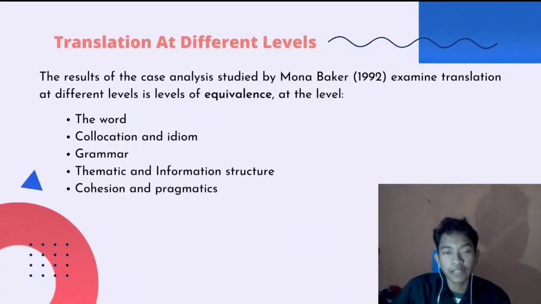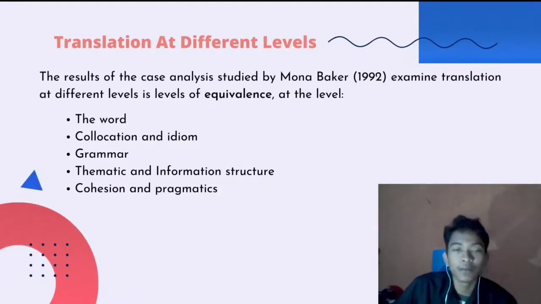So we are going to the last presenter, which will be delivered by myself, about translation at different levels. From the textbook of translation in 1988, Peter Newmark discussed translation using in part a scale that has become well established in linguistics with Michael Halliday. It should be noted that Halliday's linguistics also informed much of Mona Baker's work. So we have the result of the case analysis studied by Mona Baker in 1992, examining translation at different levels of equivalence. The levels are the word, collocation and idiom, grammar, thematic and information structure, and cohesion and pragmatics.